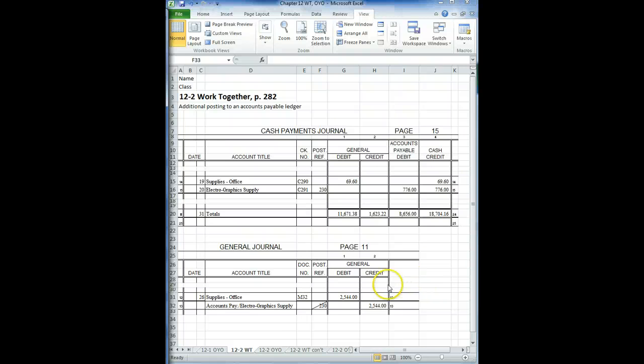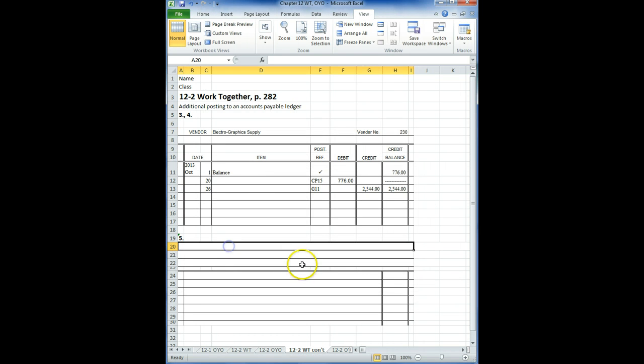So let's start setting up our schedule of accounts payable. We're going to come back over here to the 12-2 work together. The name of our business is the first line, so we're going to put Graphics Inc. Don't forget that you have to have a heading. A heading is important. We wanted to say what kind of report this is. Well, this is a schedule of accounts payable. And the date, October 31. I used 2013 instead of last year when I was setting this up, or the current year like it says to. So I'm going to put 31 on here.